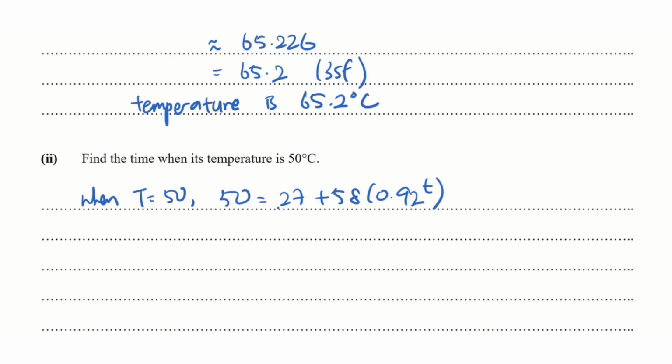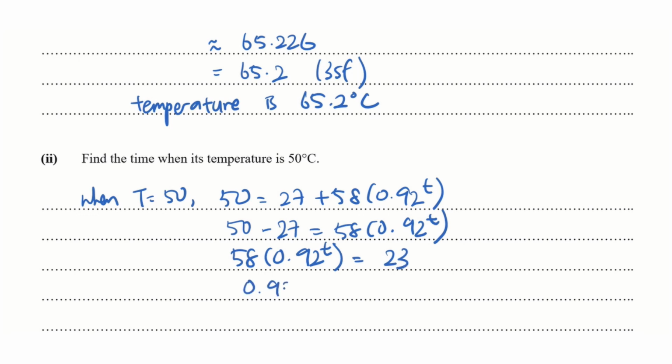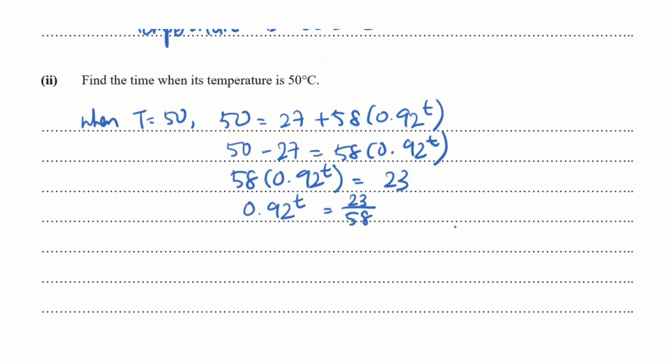So let us first shift over 27 to the left, that means to minus 27. Then it would be equal to 23. So 58 times 0.92 to the power of t is equal to 23. Hence 0.92 to the power of t is equal to 23 over 58. At this juncture, how do we go about finding the value of t? We will use our logarithm concept. Don't forget, we are looking at the logarithmic chapter over here.